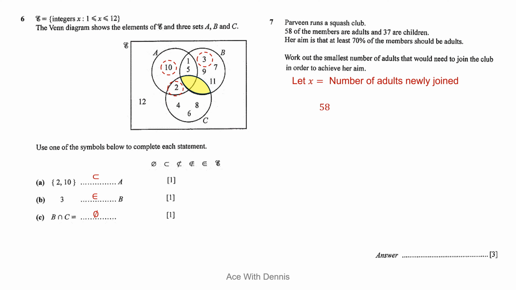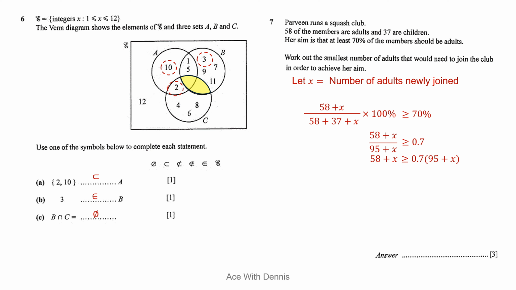So currently, 58 members are adults. So we add x, which is the number of adults newly joined, then divide by 58 plus 37 plus x, which is the new total number of members. Then we multiply by 100%, and this value must be greater than or equal to 70%, because the question says the aim is at least 70%. Now, 58 plus x over 95 plus x is greater than or equal to 0.7. So we solve this inequality.